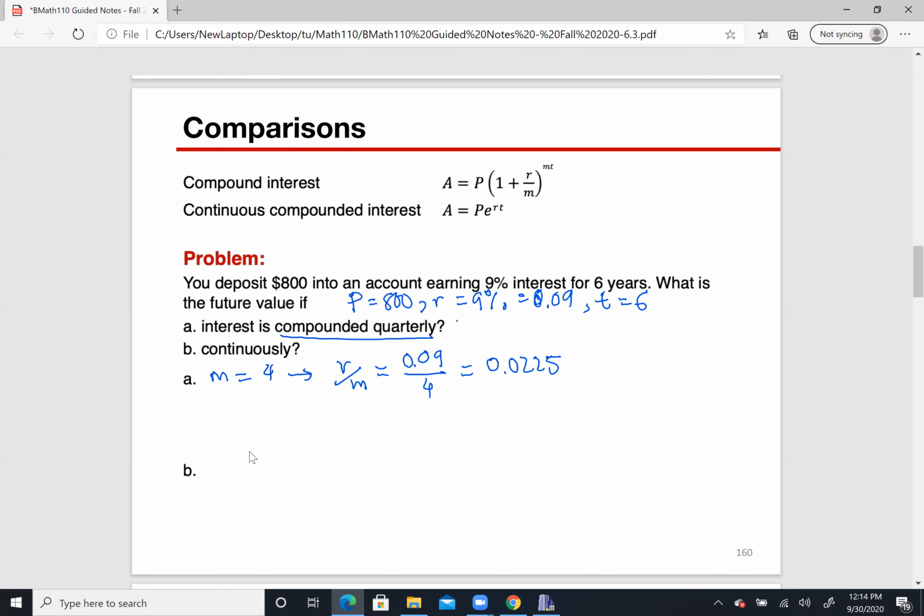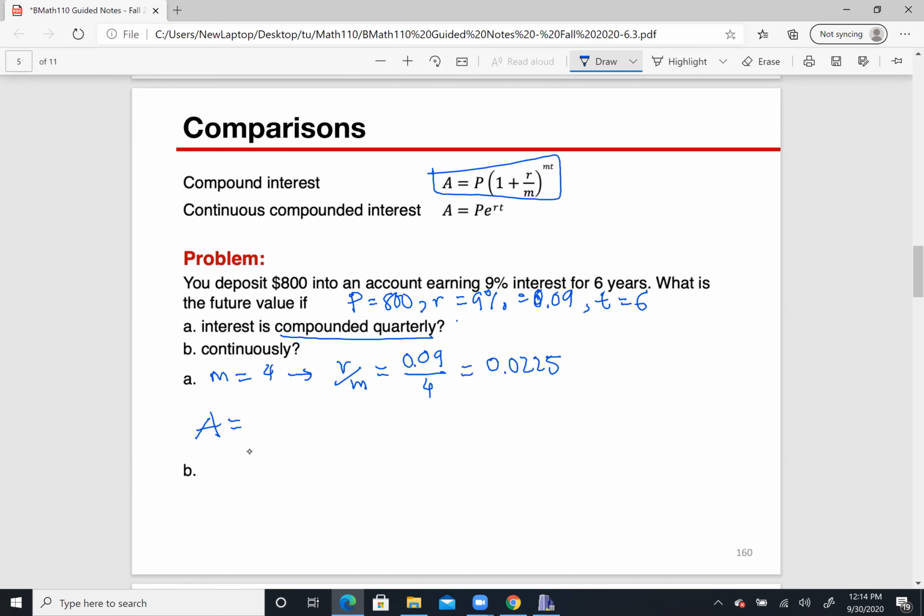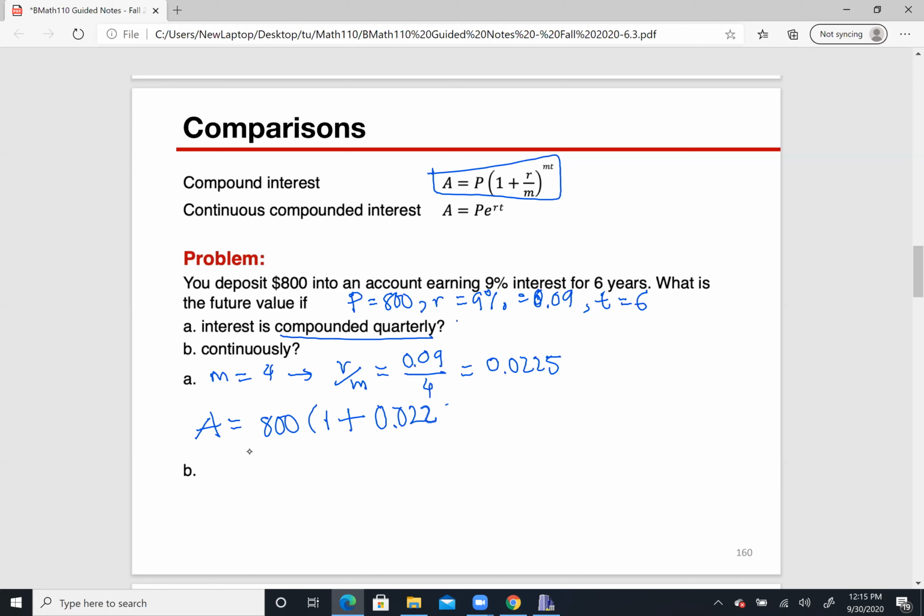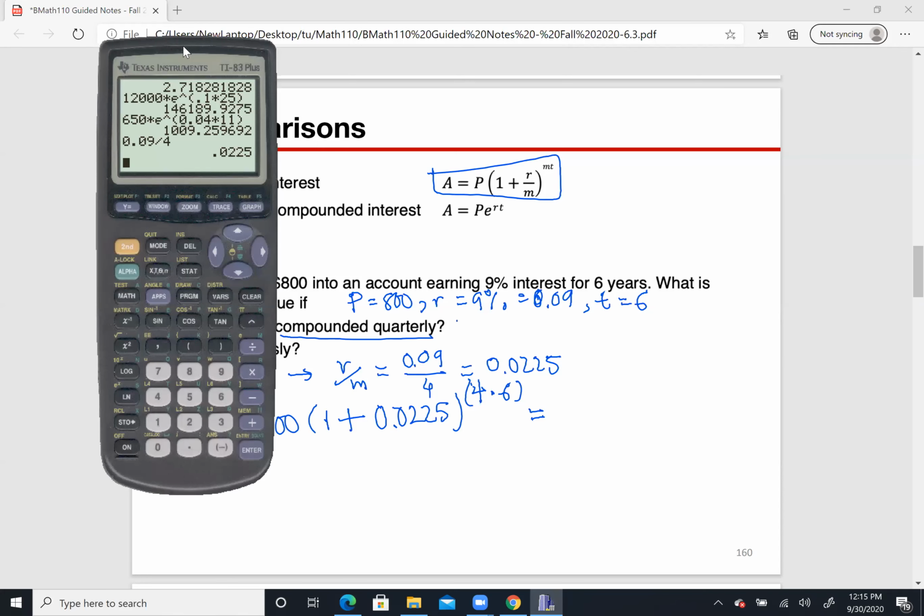Okay, so now I'm just going to apply the formula. We have to apply this formula, right? So A equals P, which is 800, times 1 plus r over M, which here is 0.0225, to the power MT, which means M is 4 times, don't forget the parentheses, times 6. Okay, so now you use a calculator again.